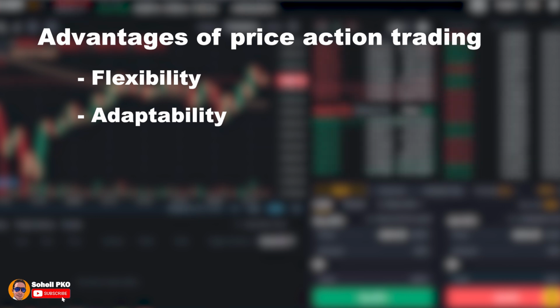Besides its subjective nature of interpretation, the way you use price action trading is also subjective. There is no right or wrong way in this trading method, and you can adapt to the current situation of the market or use it in a way that fits your trading style and system.